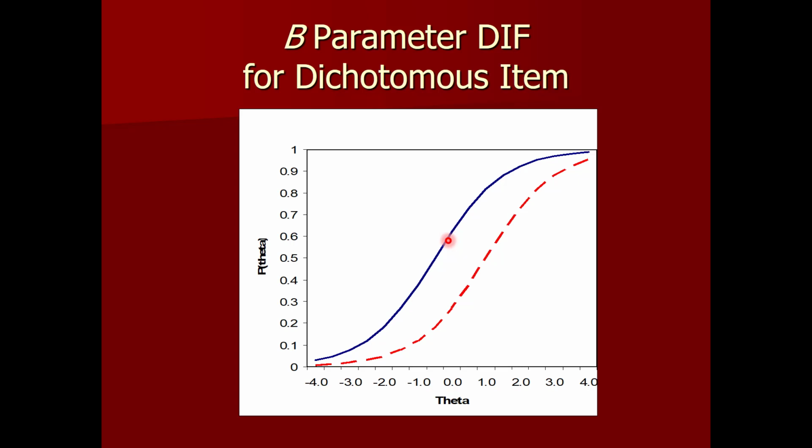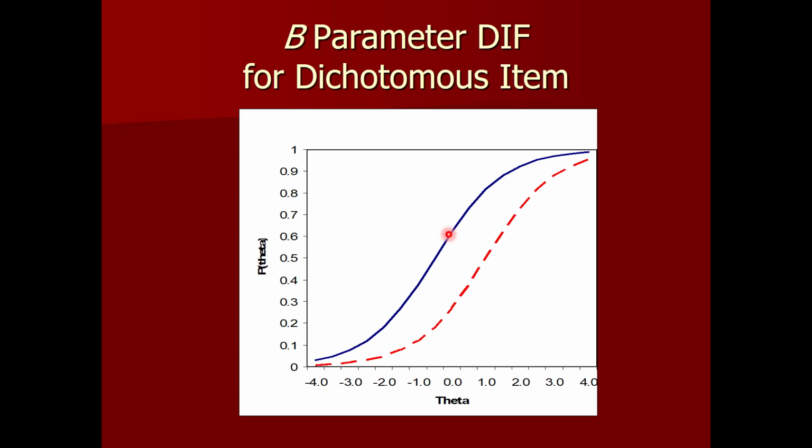So clearly, this item advantages in some way the blue group. People in the blue group are more likely to get this item right if they have the same theta level, and that's important. Now, there can be differences in thetas. So you can actually have this amount of DIF, and the observed scores may not look like what you expect. If the two groups have the exact same distribution of theta, then we would see higher scores in the blue group because they have a higher probability of getting this item right. But the groups don't need to have equal distributions of theta.